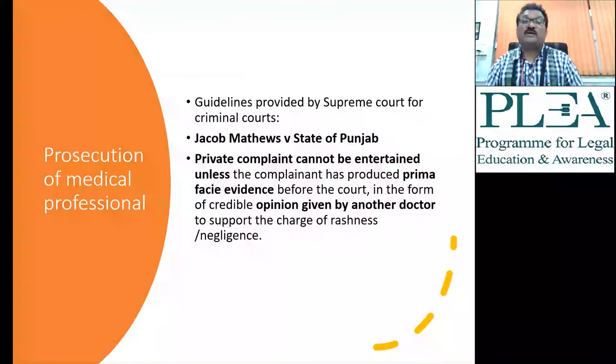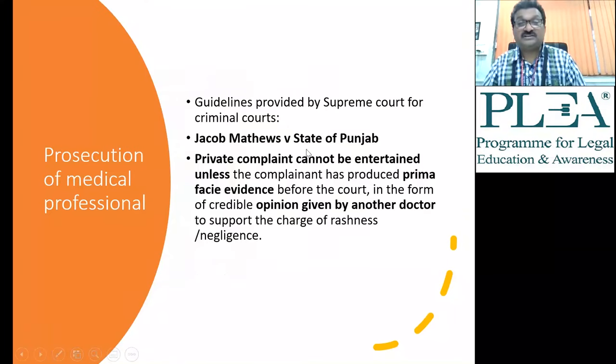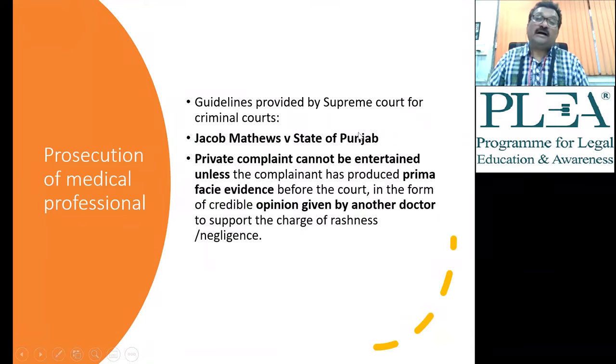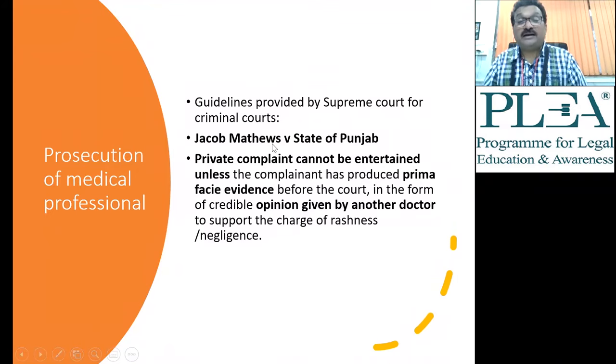Now, guidelines provided by the Supreme Court for criminal cases. The most landmark judgment was in 2005, that is Jacob Mathew versus State of Punjab. It was a three-judge bench judgment, that is, the Honorable Supreme Court's three-judge bench presided and gave the judgment. And this judgment changed the procedure completely for arrest of any doctor, for the investigation of any doctor in an alleged negligence case.